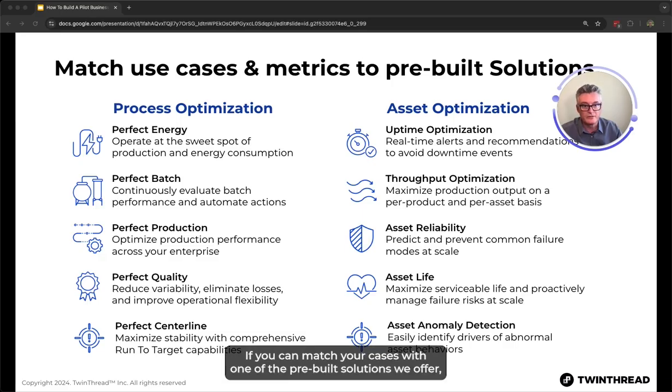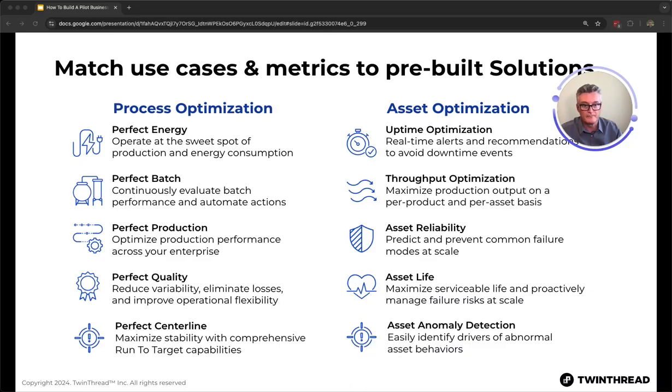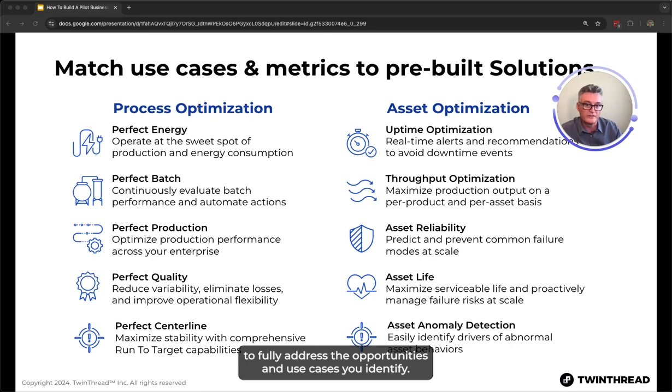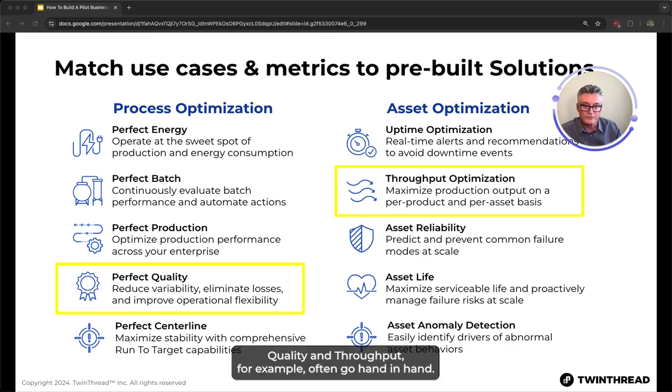If you can match your cases with one of the pre-built solutions we offer, it means your pilot doesn't have to take on the cost or the time it takes to build a custom AI solution from the ground up. Oftentimes, multiple solutions come into play in order to fully address the opportunities and use cases you identify. Quality and throughput, for example, often go hand in hand.